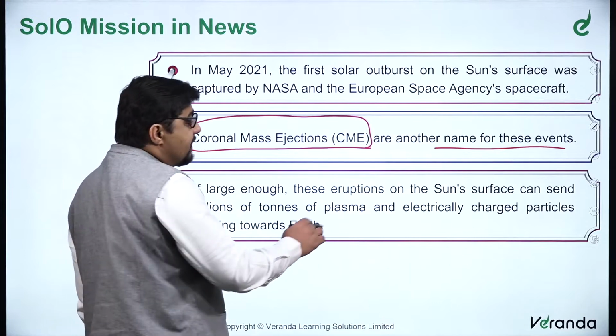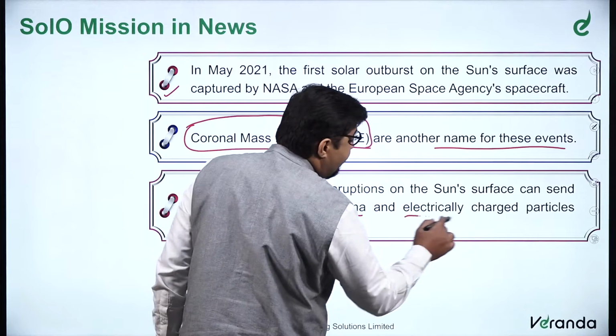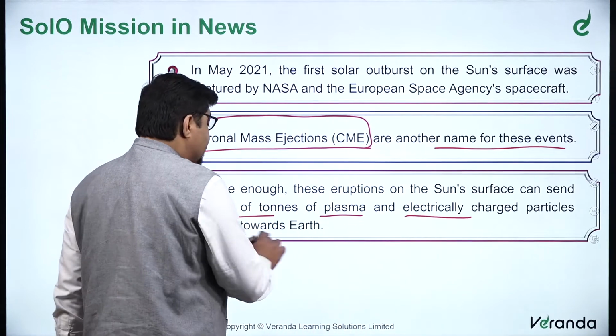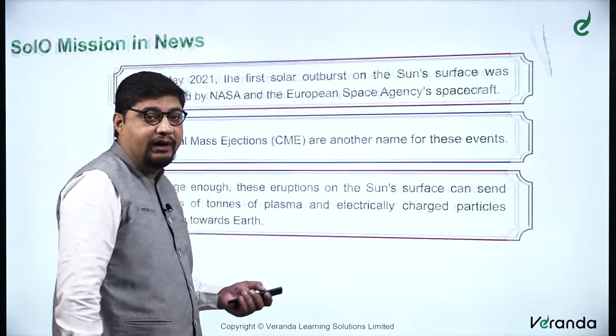If large enough, these eruptions on the sun's surface can send billions of tons of plasma and electrically charged particles hurtling towards the Earth. So that is the thing that happened in May 2021.